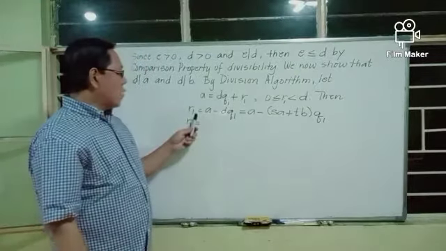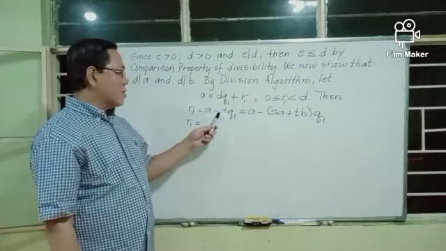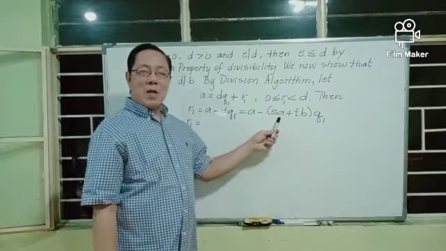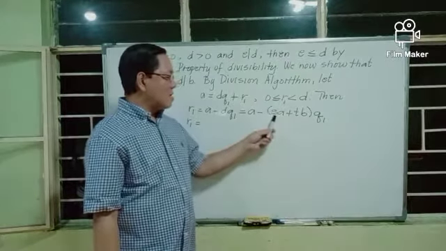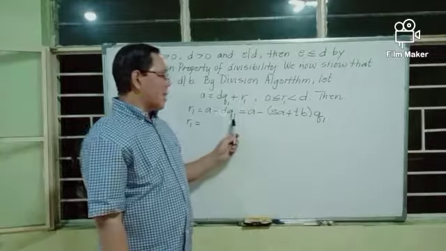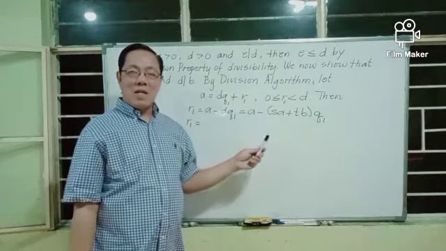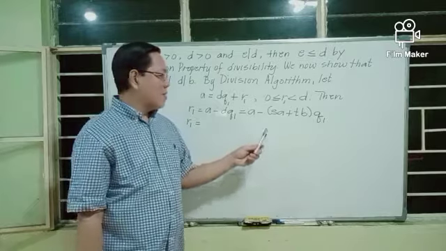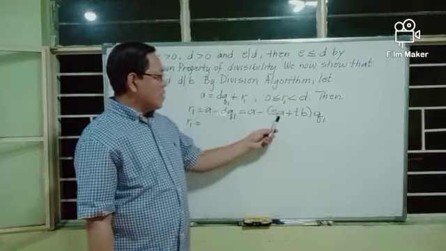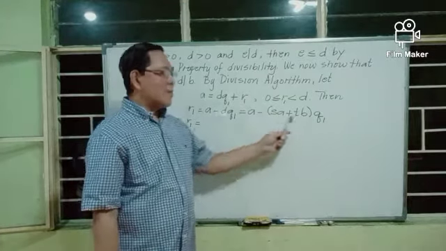We have R1 is equal to A minus BQ1. B is a linear combination of A and B, SA plus TB, multiplied by Q1. Now we remove the grouping symbol and we collect the like terms. Multiply each of these terms by negative Q1.